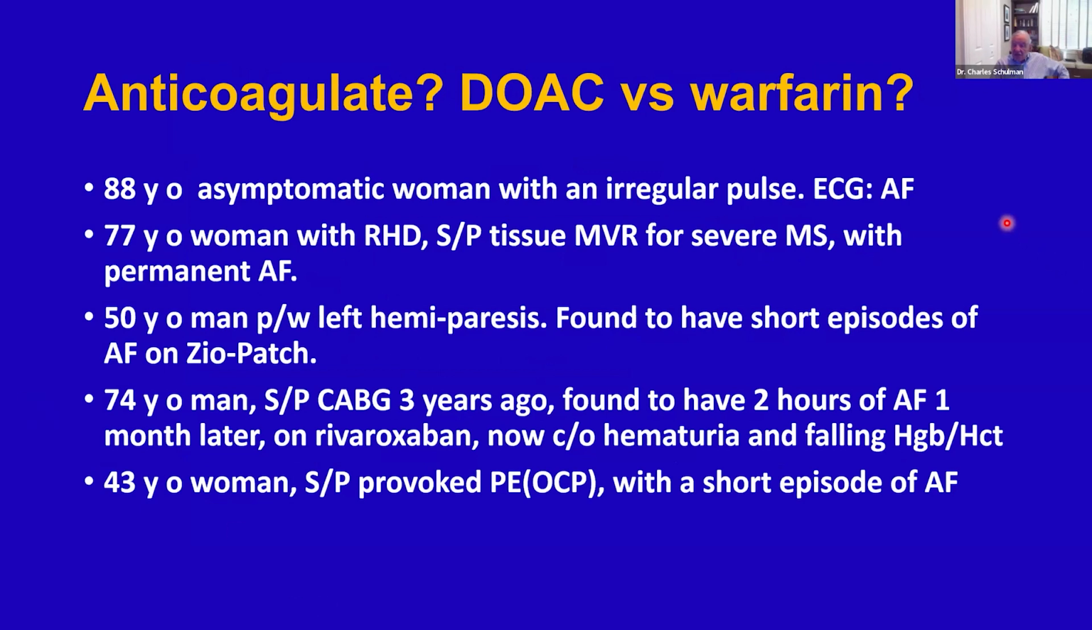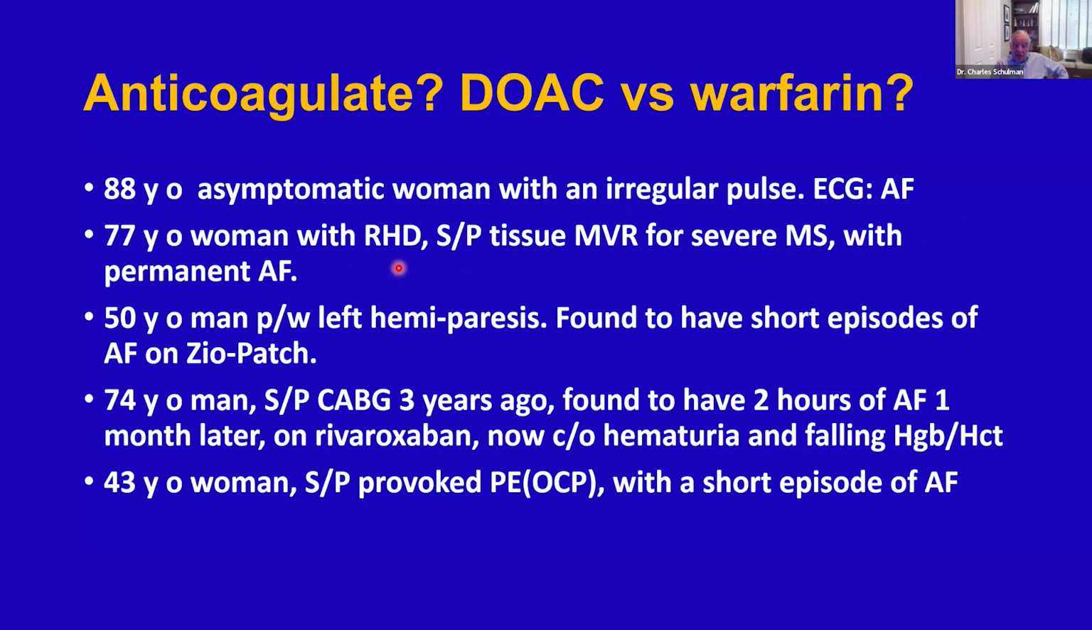So these are a couple of scenarios to consider whether we should anticoagulate these people. Here's an 88-year-old asymptomatic woman with an irregular pulse. Her ECG shows AF. Her creatinine was, I think, 1.3. Anticoagulate? Yes. DOAC? Yes. At full dose.